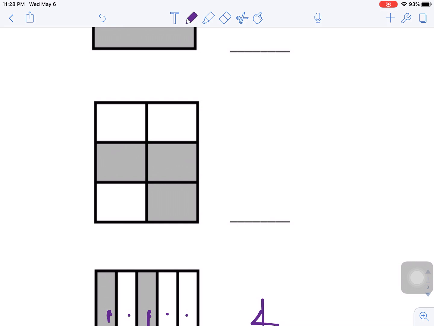I bet you can do this one on your own. What is my fraction going to be? How many are shaded in? How many total do I have? So shaded in, I have 3. Total, I have 6. So I'm going to say 3/6. And I'm sure some of you were already ahead of me on that one.